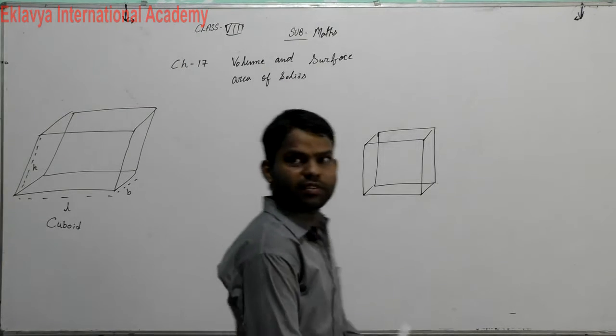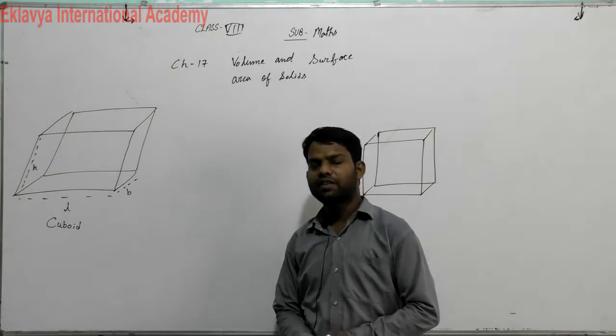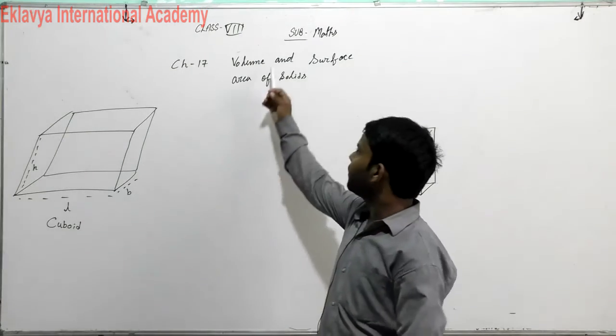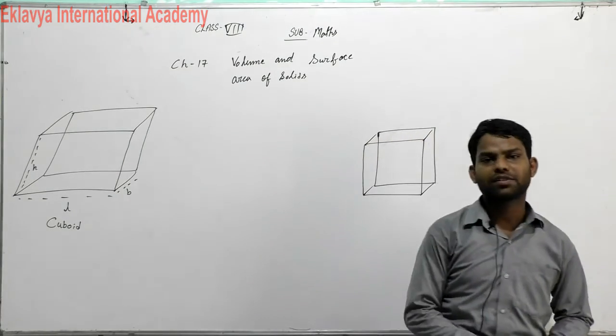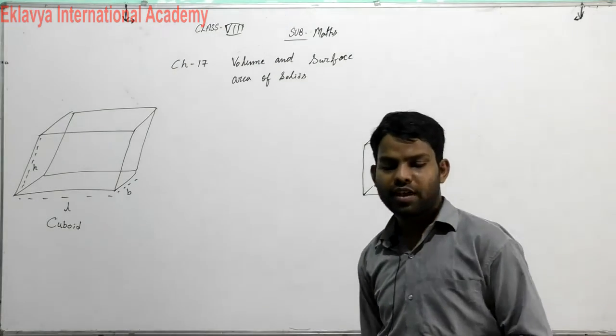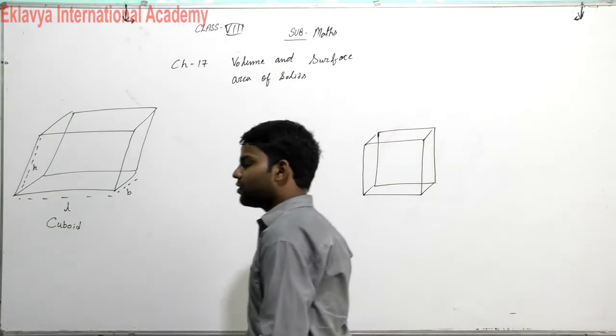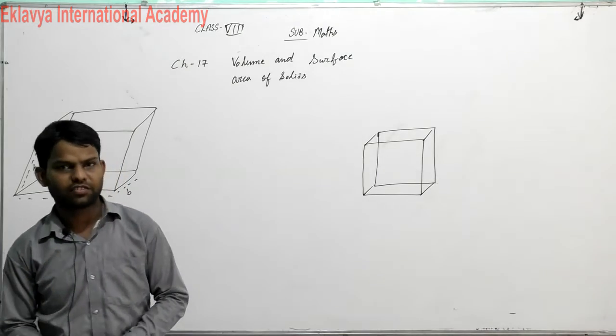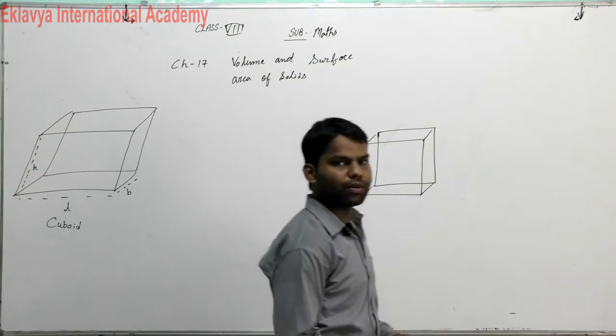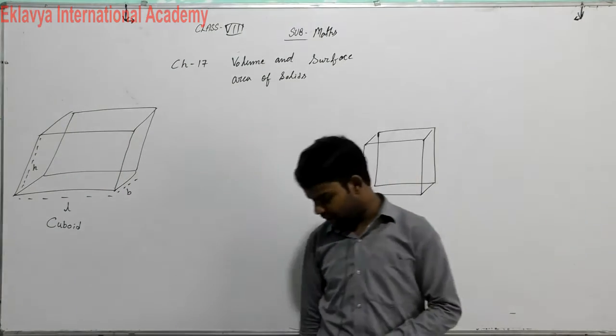Good morning students. Today we will discuss chapter 17, volume and surface area of solids. Yesterday we discussed and completed chapter 16, area of trapezium and polygon.